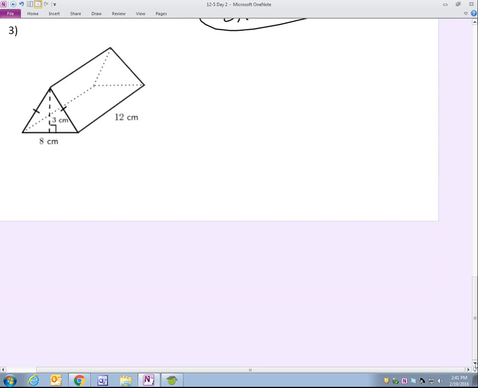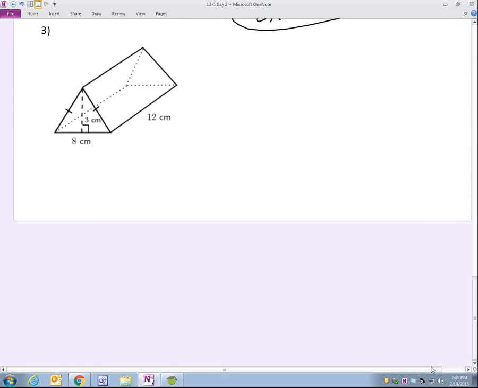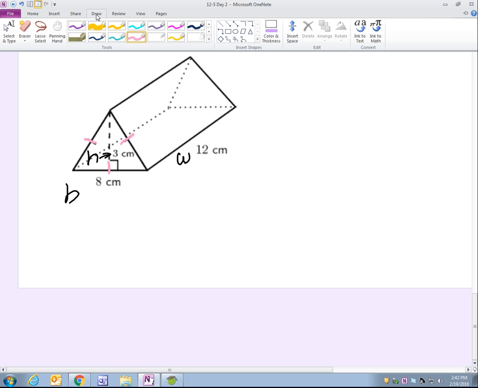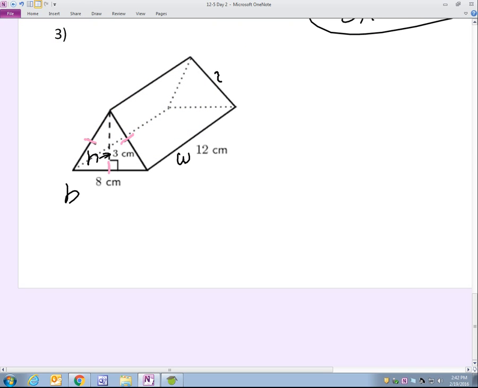Finally, we have our triangle. We are going to have our base. We have our height. And we have our, what's our other one? Width. And because this has these markers right here, we know that our base is the same as our length, which is 8 centimeters.